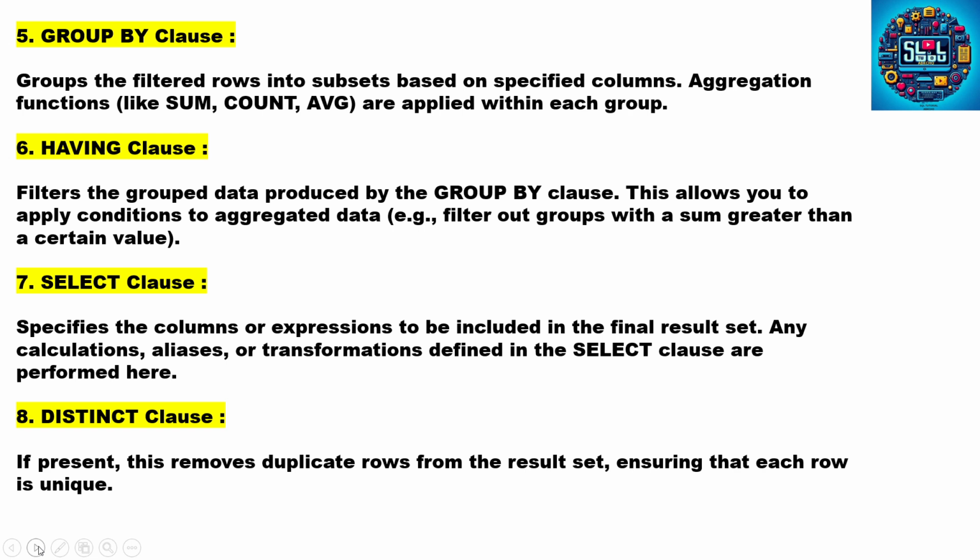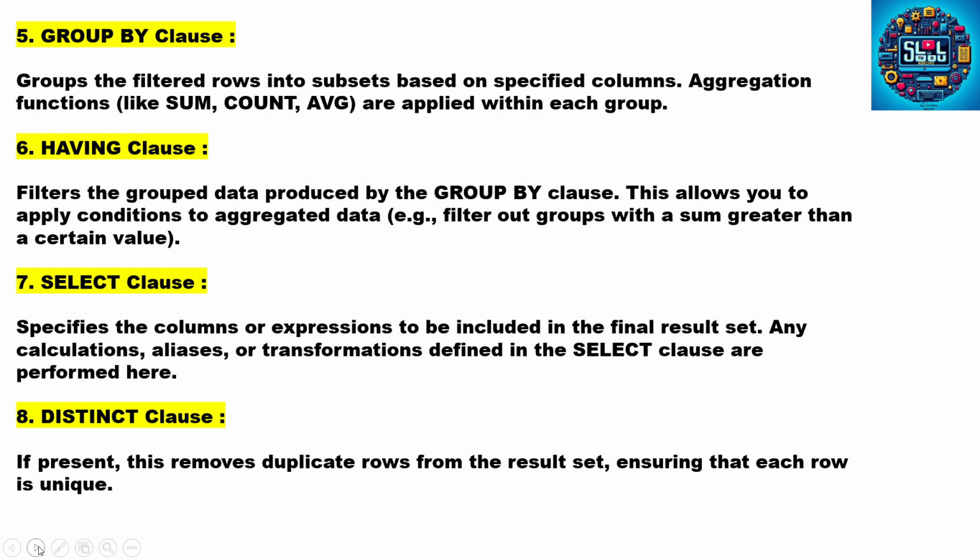Once the aggregation has happened and the result set is grouped by a given column, or multiple columns according to your requirement, then the HAVING clause will start working. Basically, the HAVING clause will filter the grouped data produced by the GROUP BY clause, and this allows you to apply conditions to aggregated data. Example: filter out groups with a sum greater than a certain value. The aggregated data is not filtered by the WHERE clause. For that we need the HAVING clause.